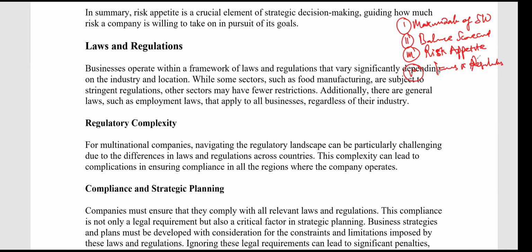So while some sectors, such as food manufacturing, are subject to stringent regulations, other sectors may have fewer restrictions. Additionally, there are general laws like employment laws that apply to all businesses regardless of their industry. Another issue we should think about is regulatory complexity. For multinational companies, navigating the regulatory landscape can be particularly challenging due to differences in laws and regulations across different countries. This complexity can lead to complications in ensuring compliance in all the regions where the company operates, because every country has its own law.